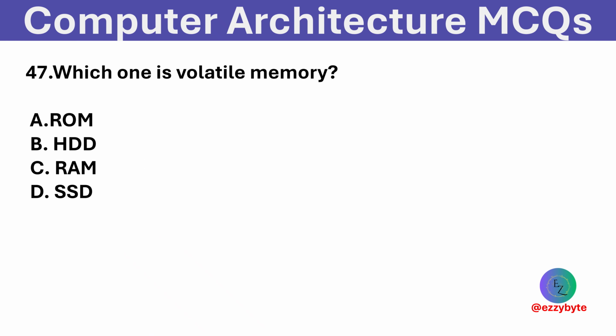Which one is volatile memory? Options are ROM, HDD, RAM, and SSD. Option C is correct. RAM is volatile memory. It loses its content when power is turned off.